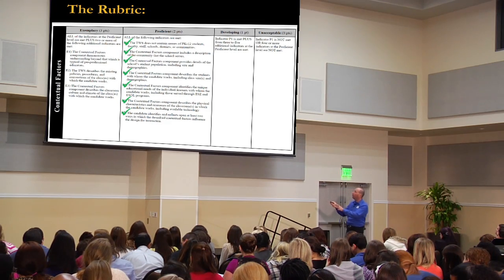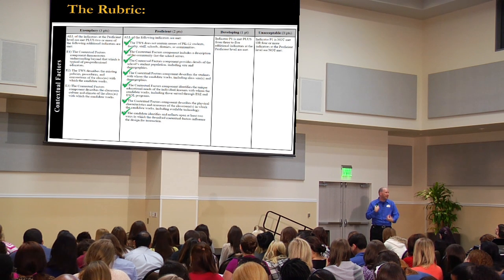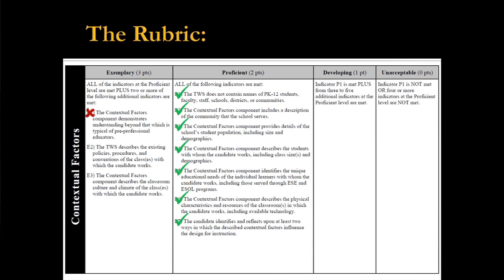Now, finishing out the rubric, it's my example. So we're going to assume that it does not demonstrate understanding beyond that of a pre-professional educator, because, you know, I'm not that spiffy. I didn't describe the existing policies and procedures in the classroom. I didn't talk about the climate and culture. So there it is. My rating is proficient. By looking at the indicators, I've done all the stuff in the proficient column, so I'm proficient. See how that works? All right.